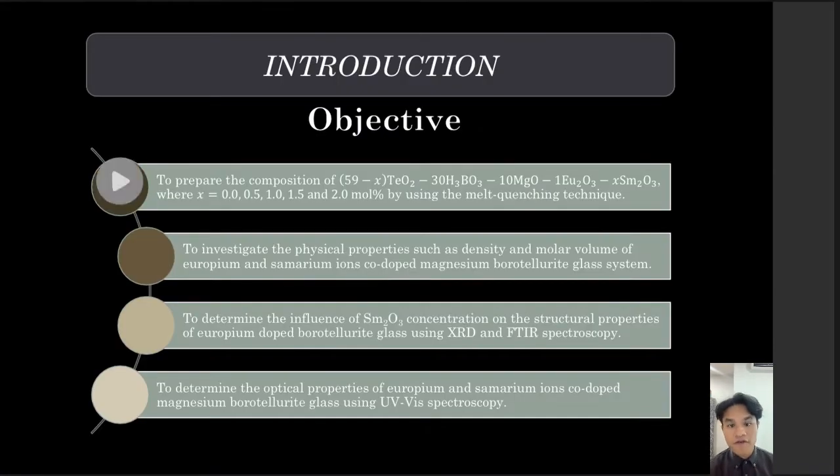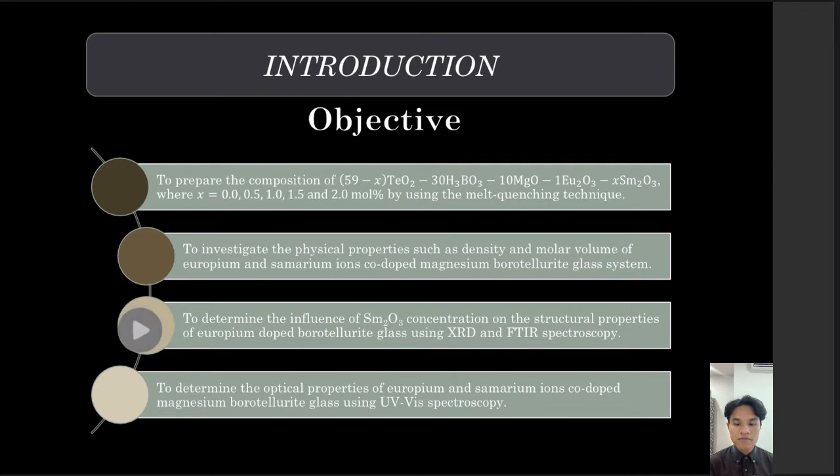So the objective of this research is to prepare the composition of tellurium oxide, boric acid, magnesium oxide, europium oxide, and also samarium oxide with different concentrations by using the melt quenching technique. Secondly, to investigate the physical properties such as density and molar volume of europium and samarium ion co-doped magnesium borotellurite glass system.